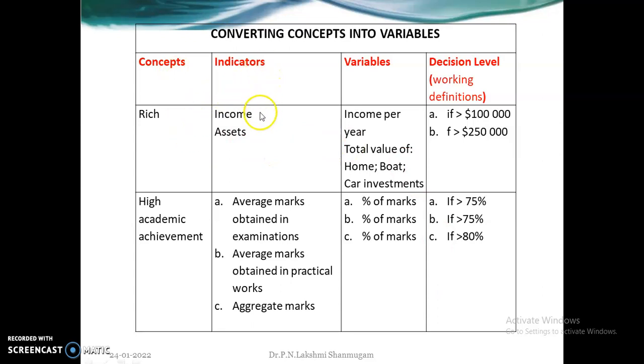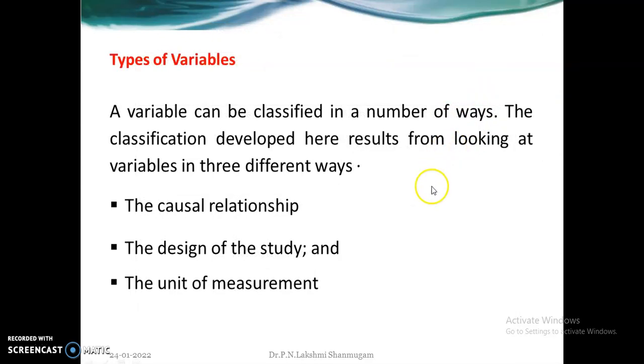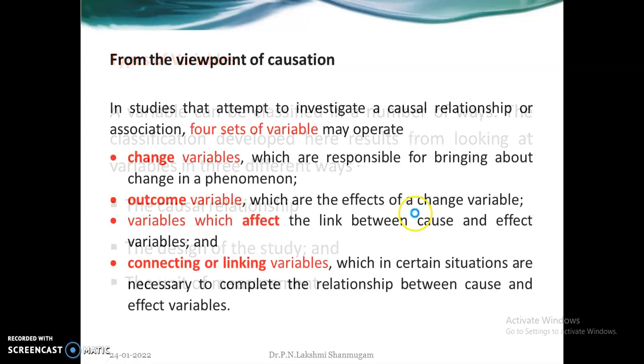Concept: rich. Example indicators: income, assets. Variables: income per year, total value of home, boat, car, investments. Decision: if it is greater than or if it is less than. Types of variables. A variable can be classified in a number of ways. The classification developed here results from looking at variables in three different ways: the causal relationship, the design of the study, and the unit of measurement.